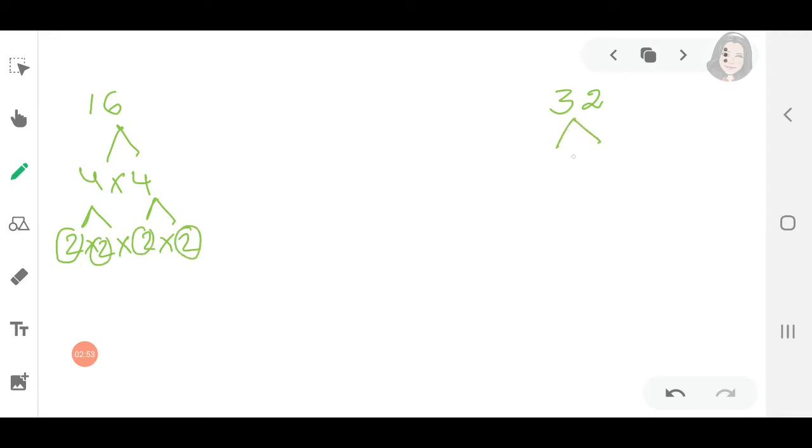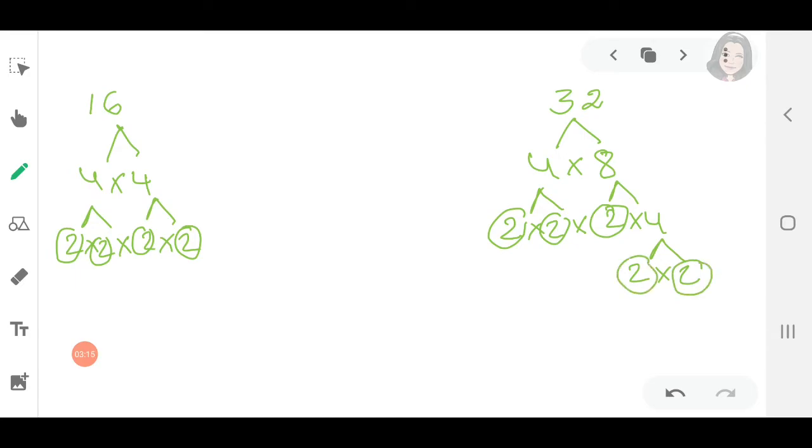Now 32 can be, for example, 4 times 8. Is 4 a prime number? Of course not. 4 is 2 times 2. Multiplied by 8, which is what? It's 2 times 4. Where are the prime numbers over here? 2, 2, 2. But this 4 can be 2 times 2. So now the prime factorization for 16 is 2 times 2 times 2 times 2. Prime factorization for 32 is 2 times 2 times 2 times 2 times another 2.